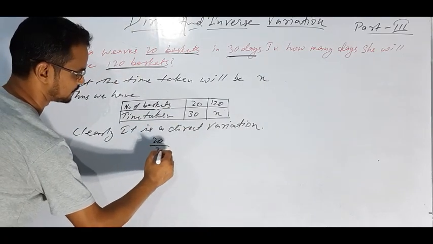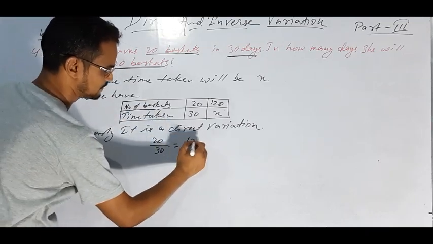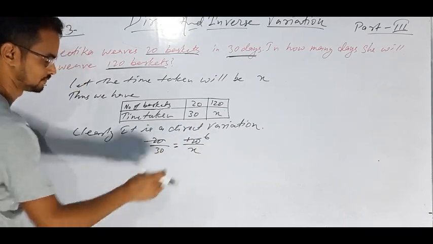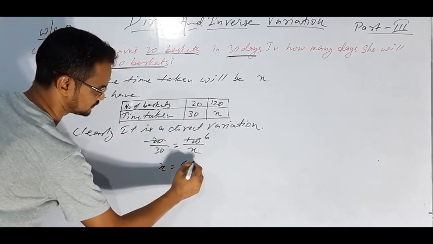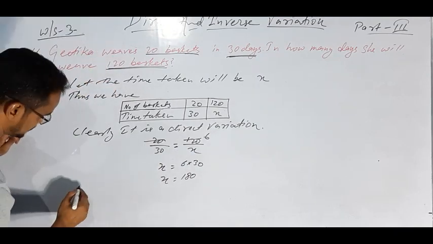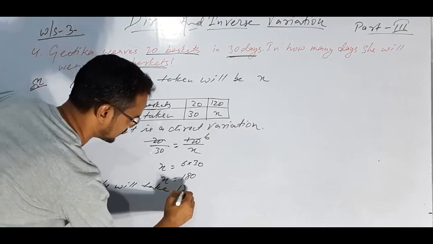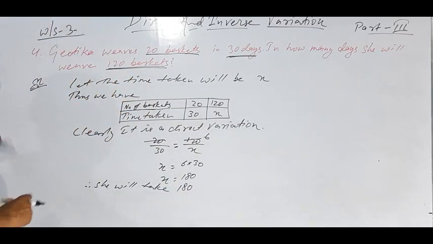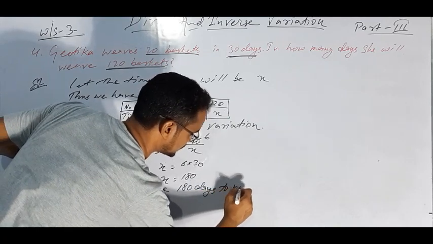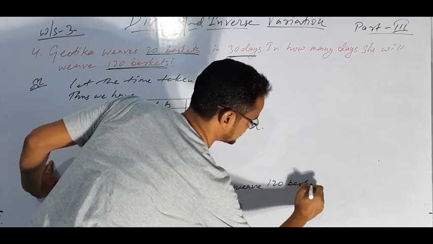Now we know that the quotient is constant in direct variation. 20 by 30 is equal to 120 by x. 120 by 20 is 6 times. This will become x equal to 6 into 30, x equal to 180. Therefore, she will take 180 days to weave 120 baskets.